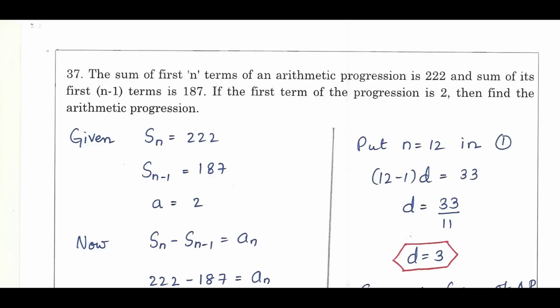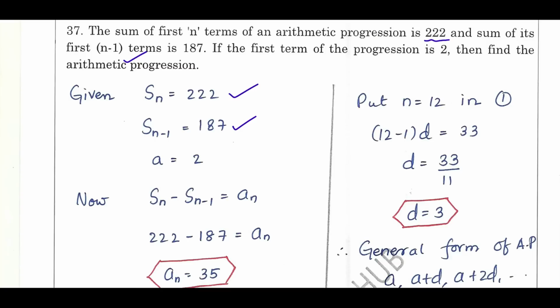37th question from the unit arithmetic progression. The sum of n terms of an arithmetic progression is 222. That is, Sn equals 222. Then the sum of its n minus 1 terms is 187. If the first term of the arithmetic progression is 2, then find the arithmetic progression.